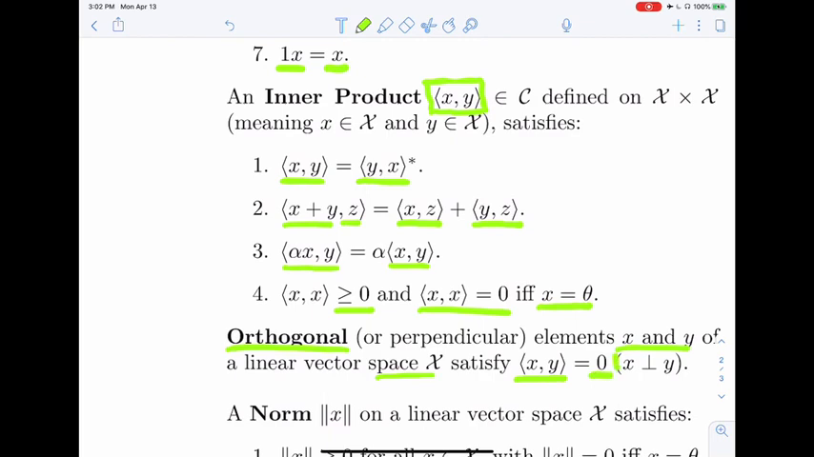We can also denote that as x perp y. So use that perpendicular, that upside down T symbol. That says the same thing: x is perpendicular to, or x is orthogonal to, y.